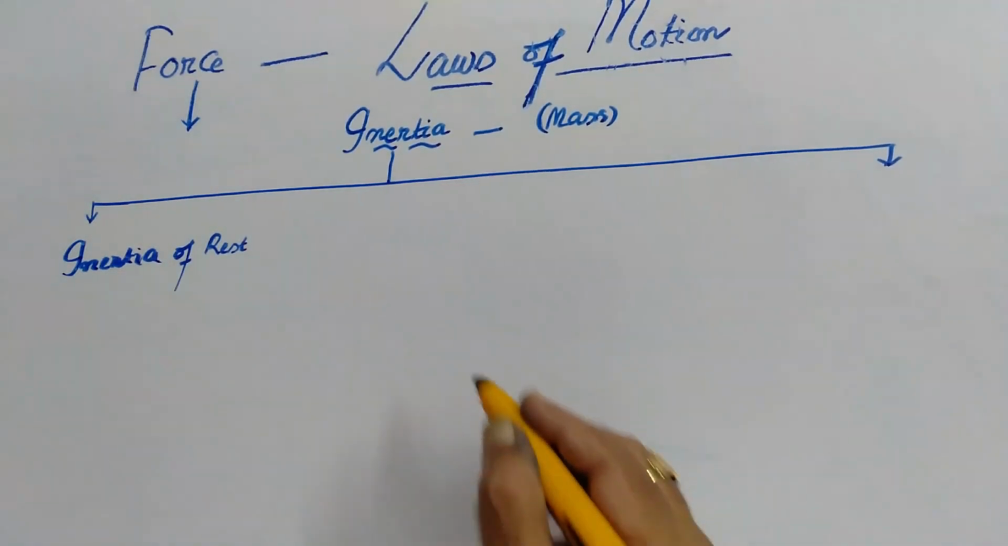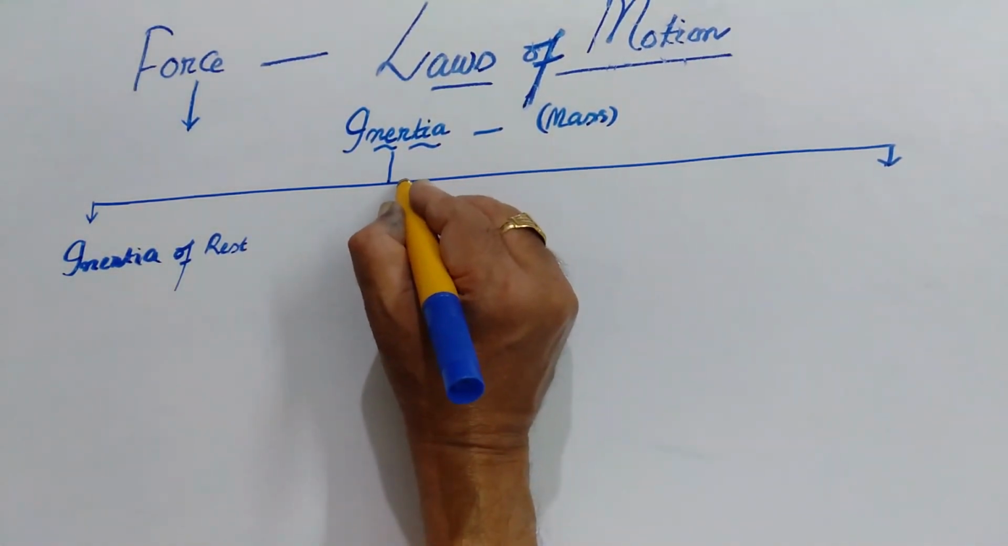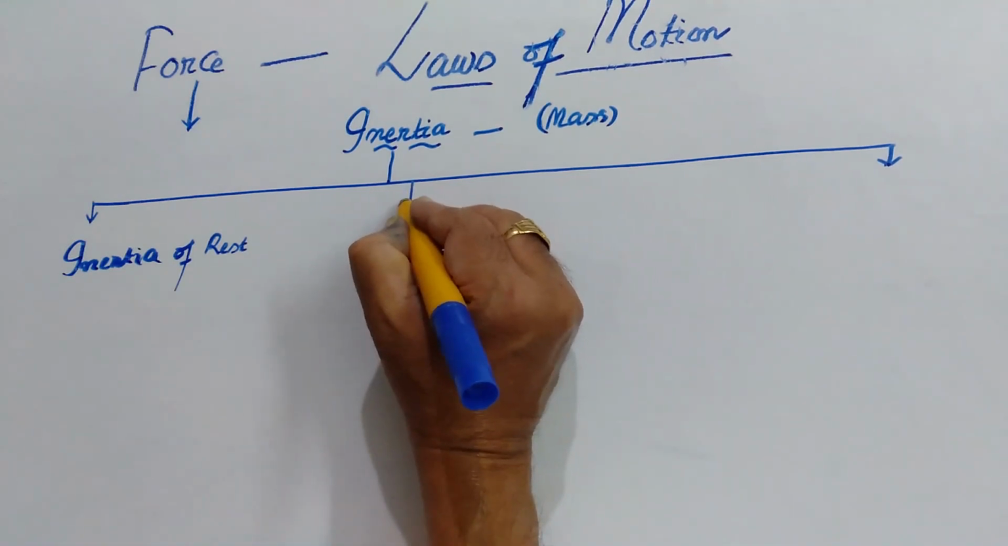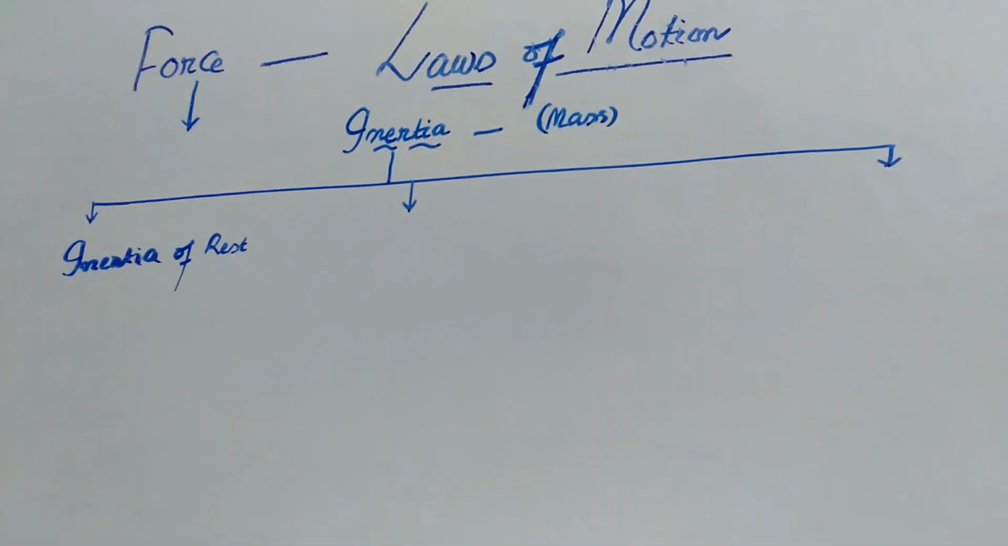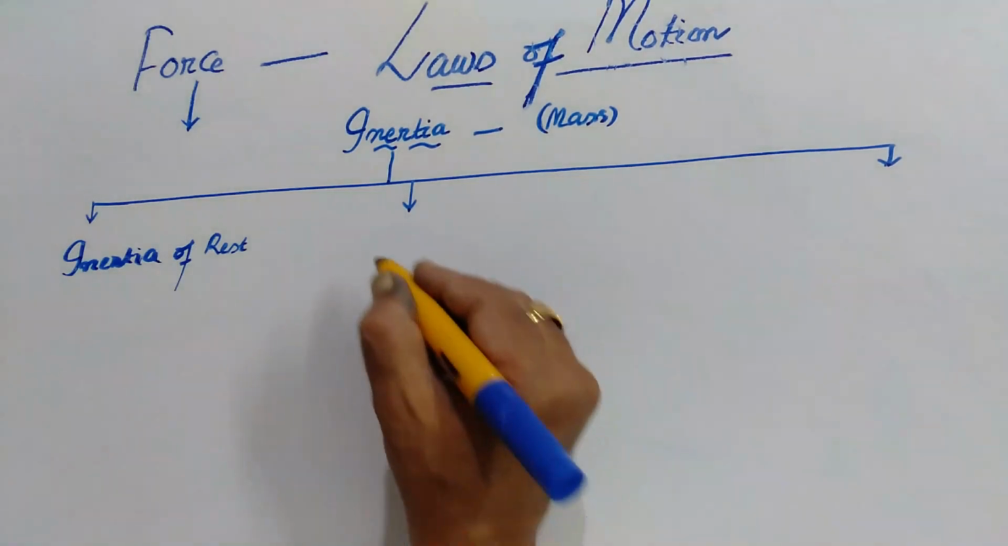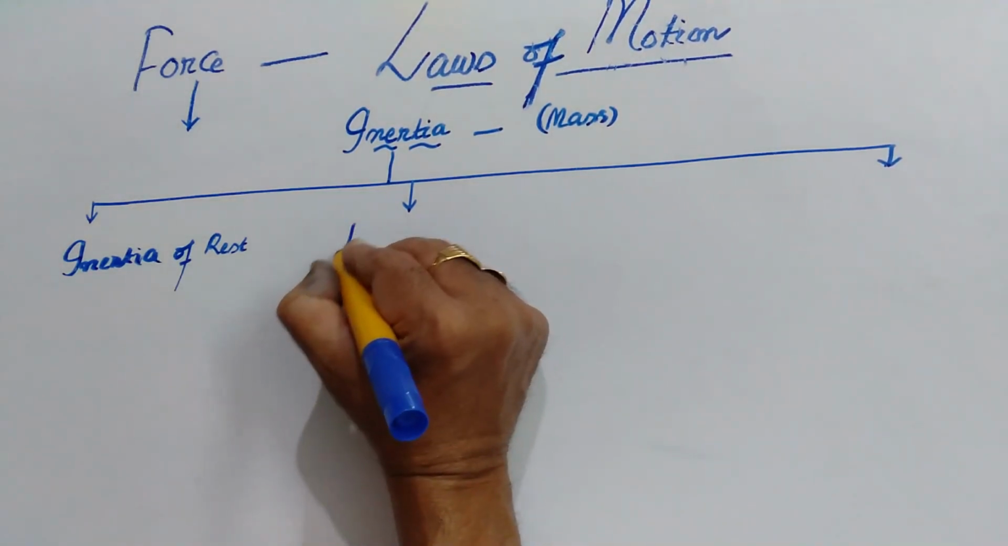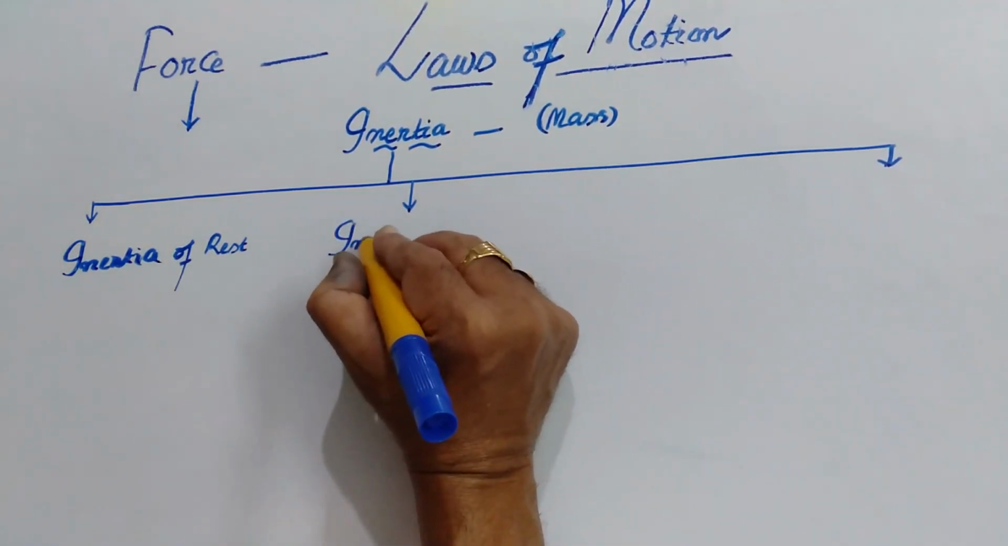And then we have seen the example of the car and the forward jerk of the passengers in a vehicle if the driver applies the brakes suddenly. So that tells us about inertia of motion.